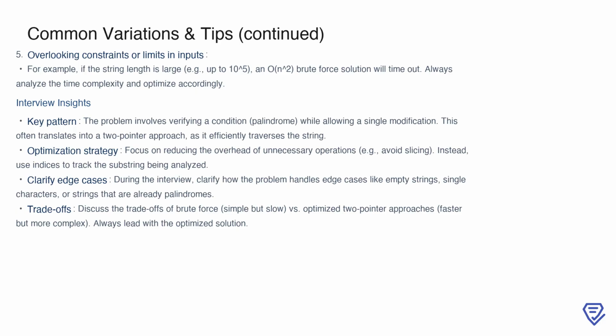To optimize further, focus on reducing unnecessary operations, such as avoiding string slicing. Using indices to track substrings is a much more efficient approach. During interviews, it's also important to clarify how edge cases are handled, such as empty strings, single characters, or cases where the string is already a palindrome. Finally, be prepared to discuss trade-offs. While brute force methods may be easier to articulate, the two-pointer approach is faster and more scalable. Always lead with the optimized solution to make a strong impression.